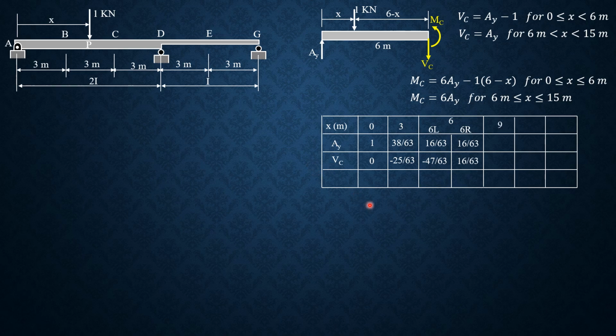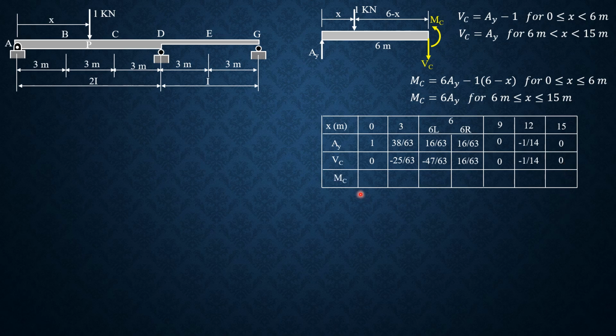Then when x is 9, Ay was 0. So V sub C is 0 also. Then when x is 12, Ay was negative 1 over 14. So V sub C is also negative 1 over 14. When x is 15, Ay was 0. So V sub C is also 0.